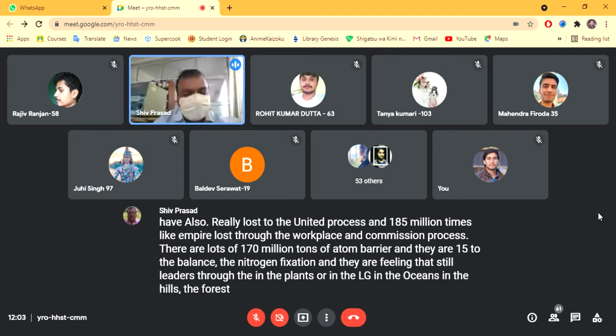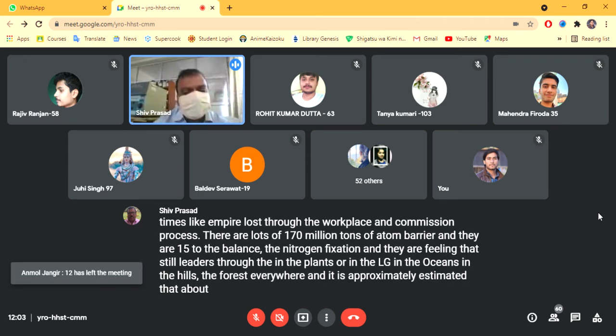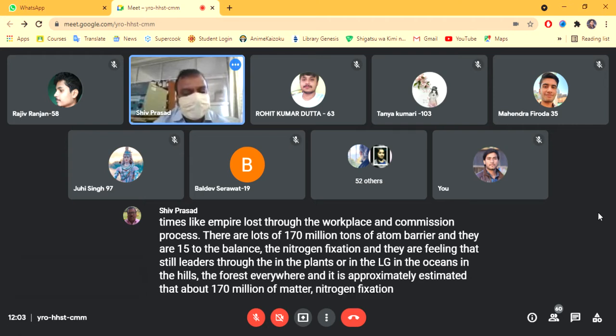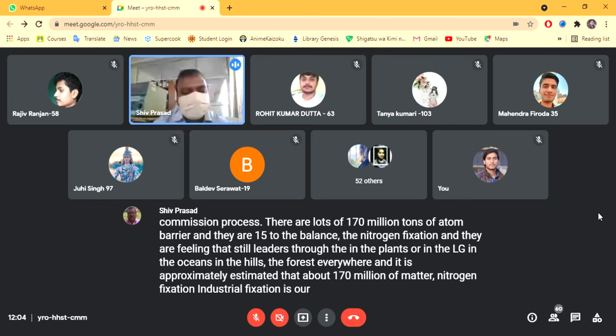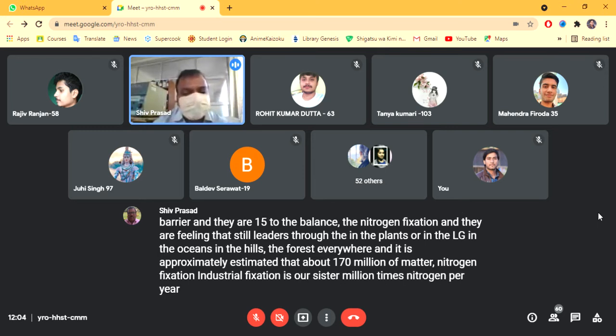Approximately, it is estimated that about 170 million tons of nitrogen per year is biological nitrogen fixation. Industrial fixation is about 60 million tons of nitrogen per year.